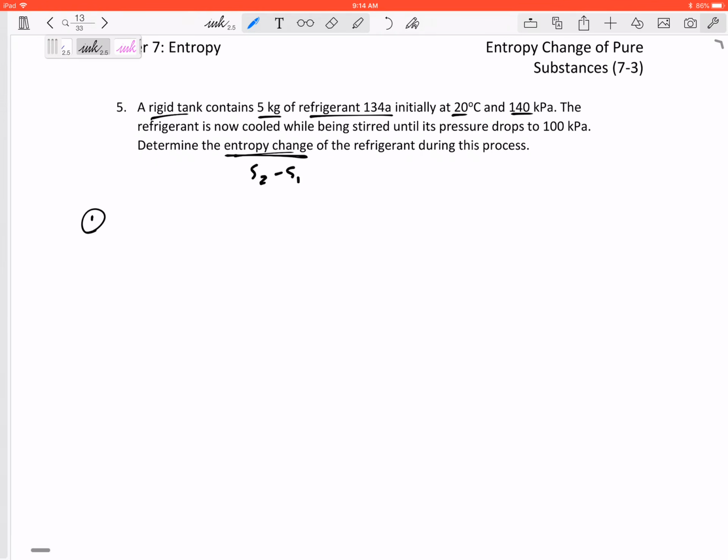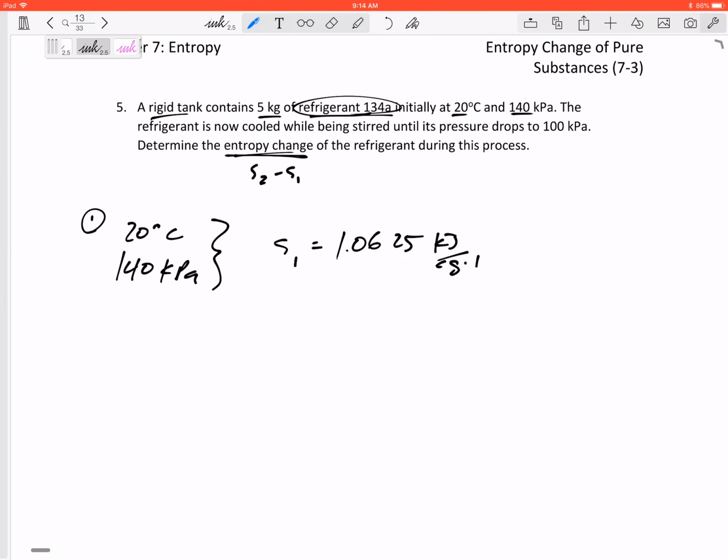So let's think about state 1. State 1 is 20 degrees C, 140 kPa. That's two properties right there. From that, we can go to our refrigerant table and find S1. Pause this, go to the refrigerant table, and see if you can find S1. I got S1 is 1.0625 kilojoules per kilogram K. This was superheated.